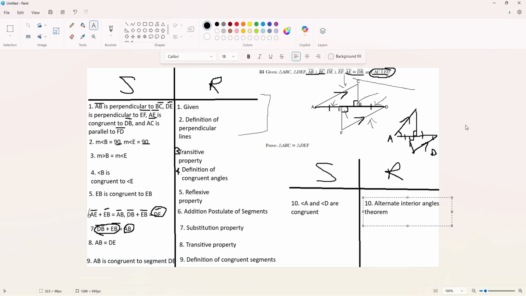So now we've completed the ASA. Finally, we can prove it. Triangle ABC is congruent to triangle DEF by the ASA triangle congruence theorem.